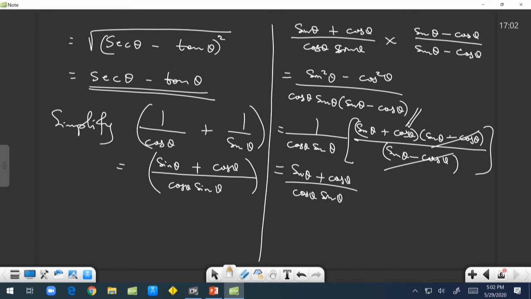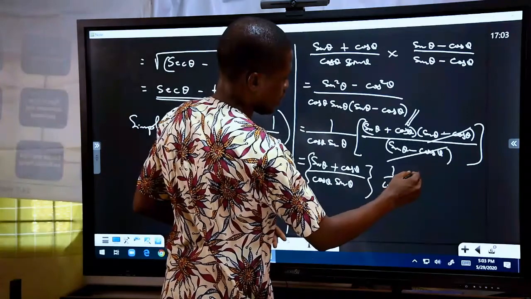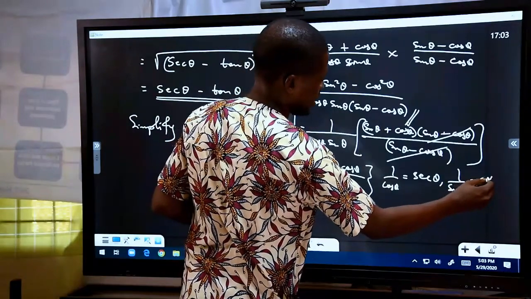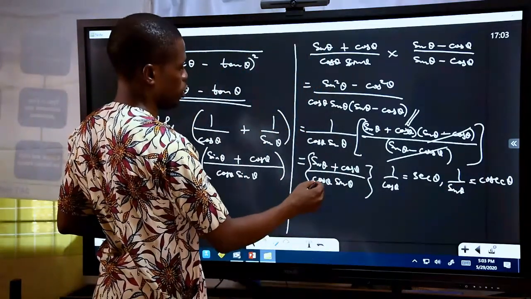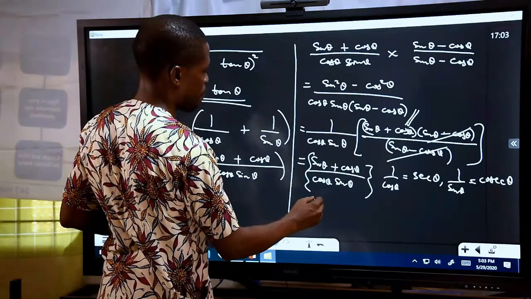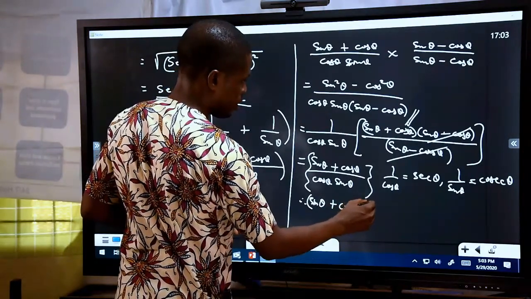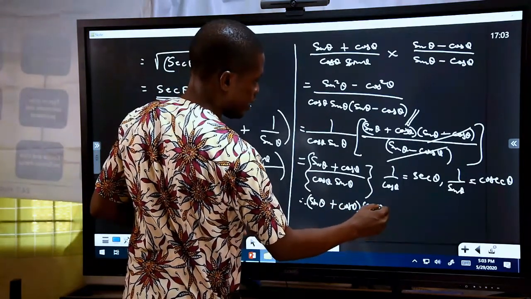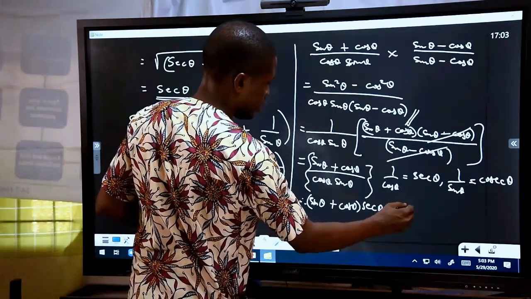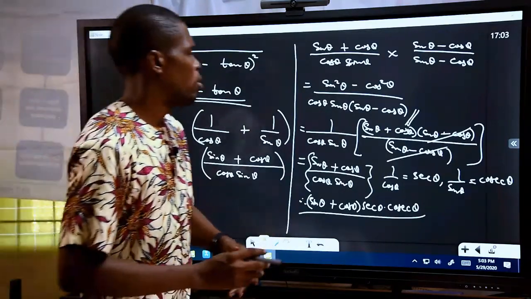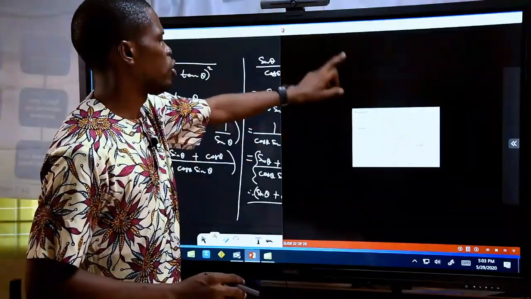And if you want to take all to the numerator, we recall that 1 over cos theta is equal to sec theta, and 1 over sin theta is equal to cosec theta. So when we substitute, we have sin theta plus cos theta in brackets, open another brackets, sec theta and cosec theta. So we have an expression that we can simplify that to. Okay, so that is for that. So we can move ahead and solve some other similar problems.